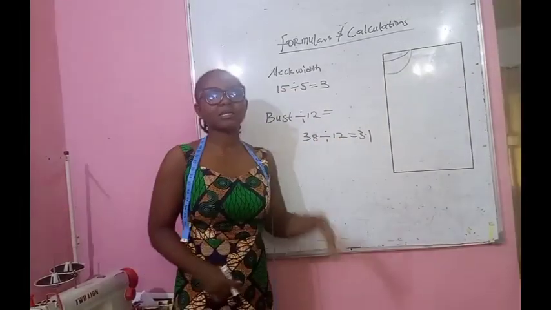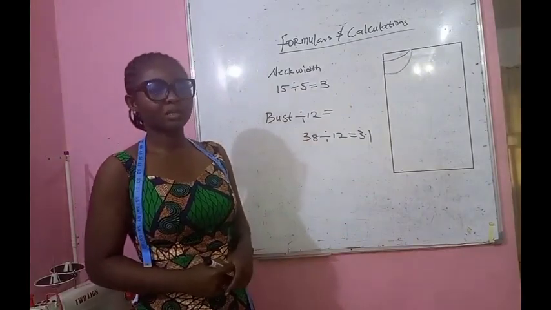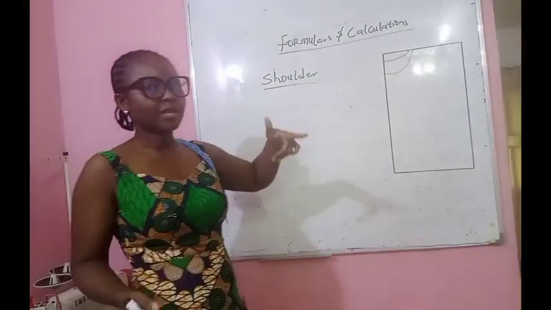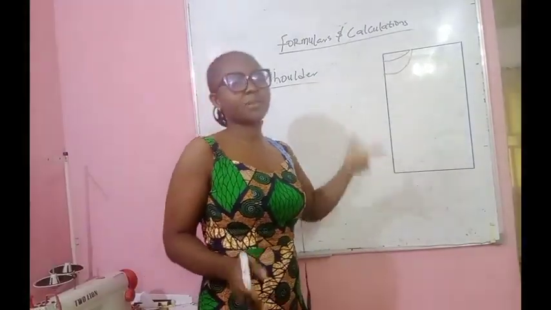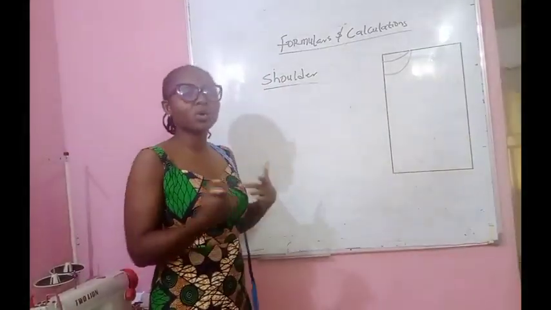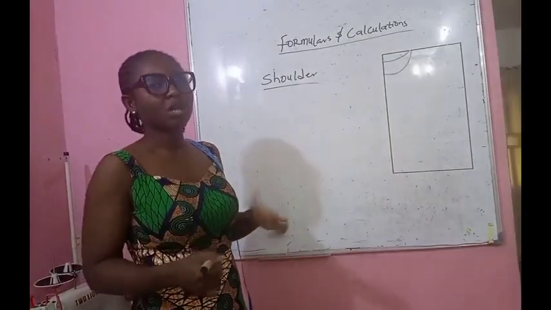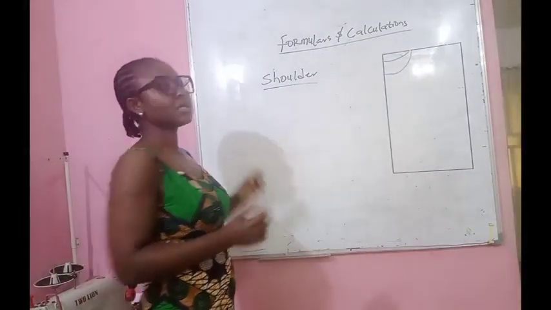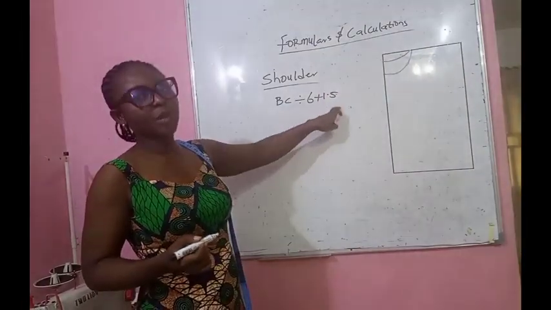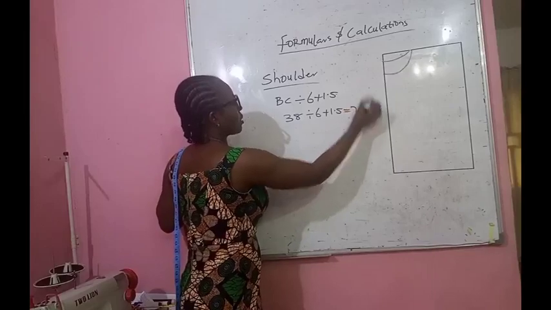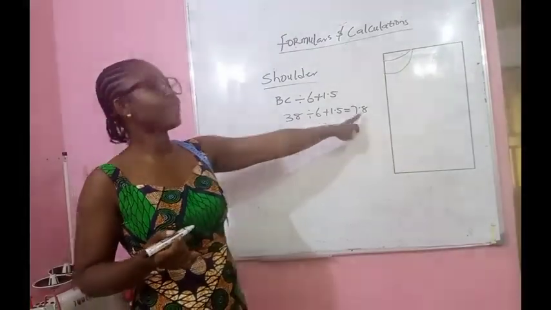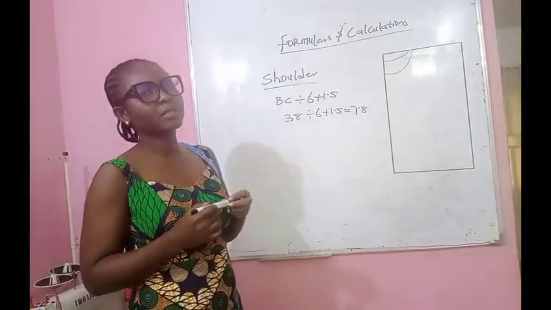Now we move over to the next calculation that we're going to be needing. The next measurement that we can get with our calculation is the shoulder. Taking the measurement for the shoulder is very important, but where you cannot take the measurement, you can calculate it. And for us to calculate it, we're going to use our bust circumference. So for the formula we have bust circumference divided by 6 plus 1.5. So bust circumference here is 38 divided by 6 plus 1.5, and that is going to give us 7.8.